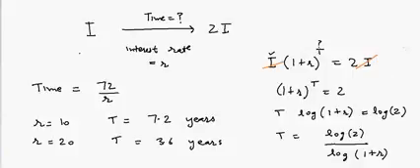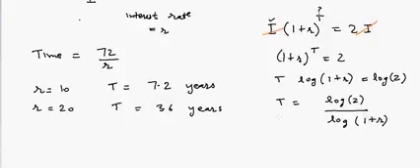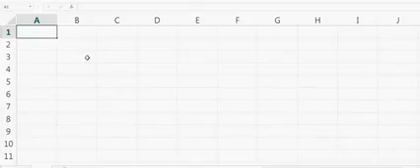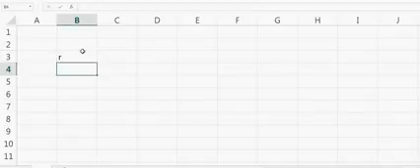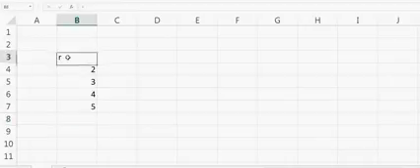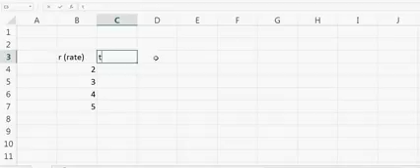Now if I go to Excel and try to solve this equation, so let me go to Excel. Suppose we have R, and we start with 2, 3, 4, 5. This is the rate of interest, and then we have time.